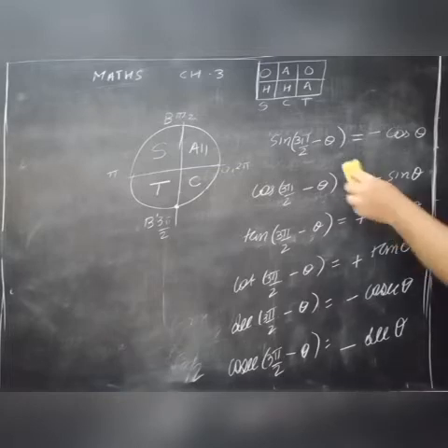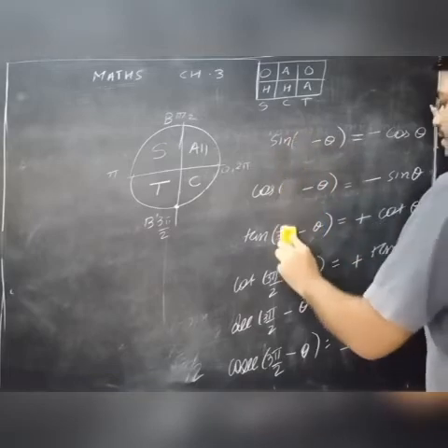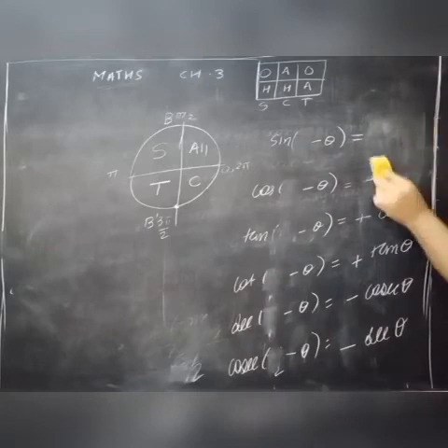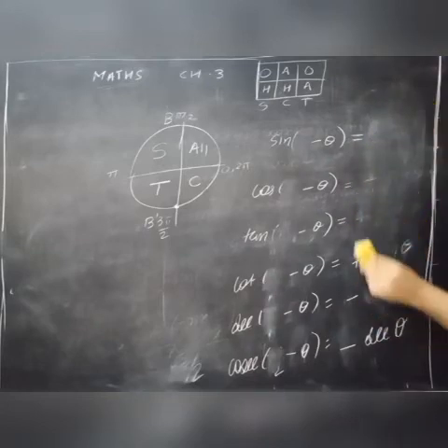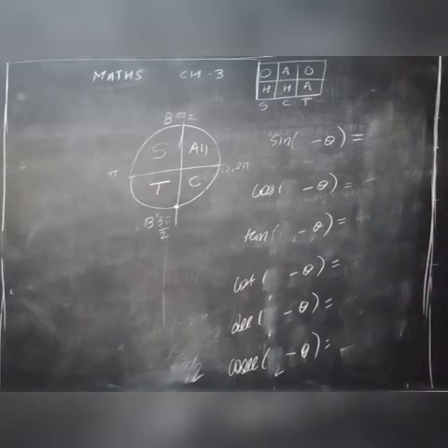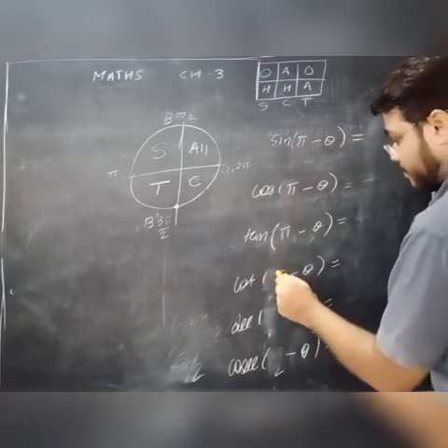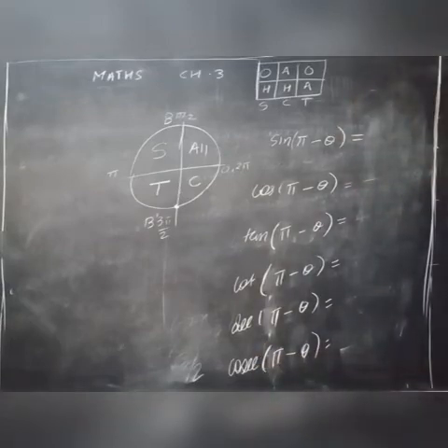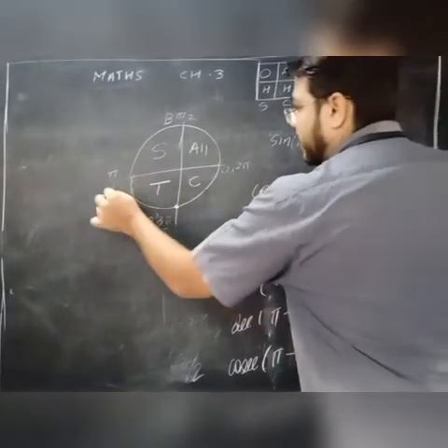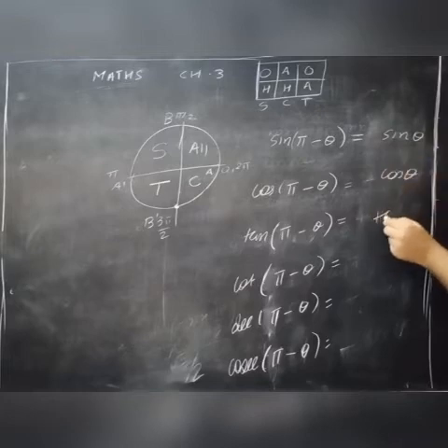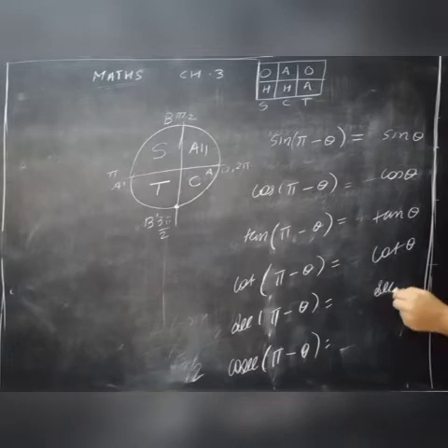Let's try to understand the concept related to pi and 2 pi. So this time I will replace this by pi. Here you can see that the reference point used is A dash. And always remember that A and A dash will not change your function. So if it is sine, it will be sine only, cos then cos, tan then tan, cot then cot, sec then sec, and cosec then cosec.